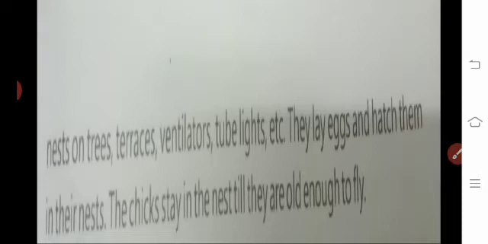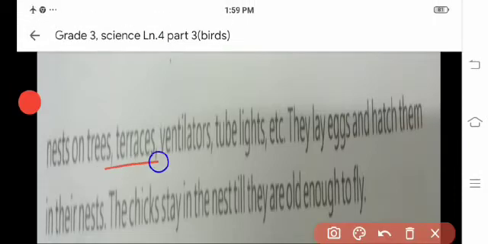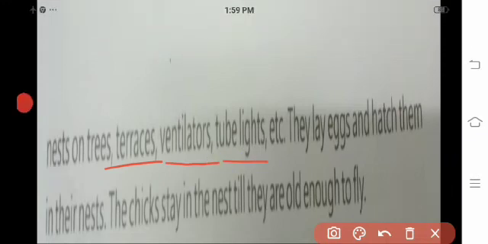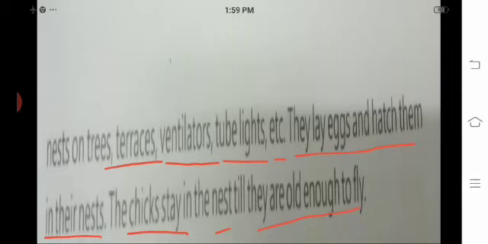Okay, nests on trees, terraces, ventilators, tube lights, etc. They will build the nest in those places. They lay eggs and hatch them in the nest only. The chicks stay in the nest till they are old enough to fly. Okay, the chicks stay in the nest itself. From the time they become old enough to fly, after that only will they move out of the nest. Okay.